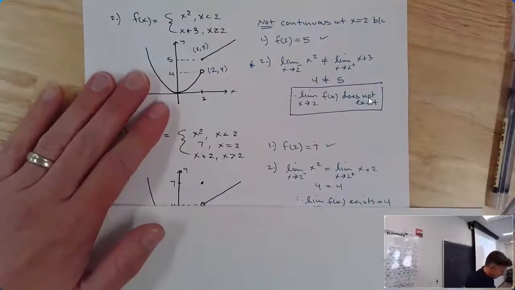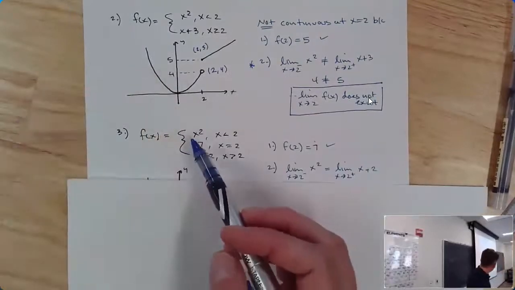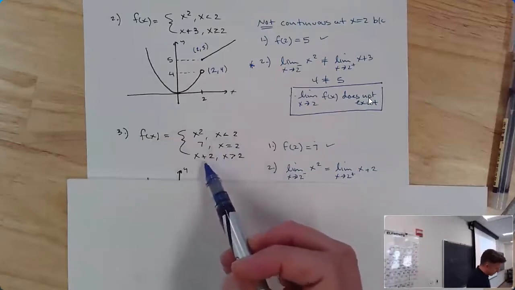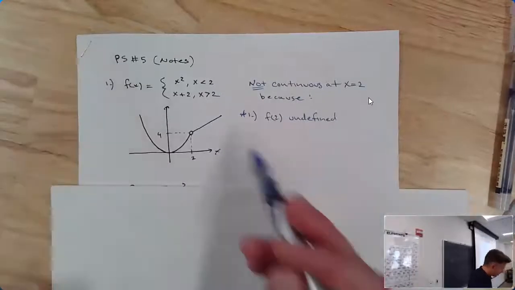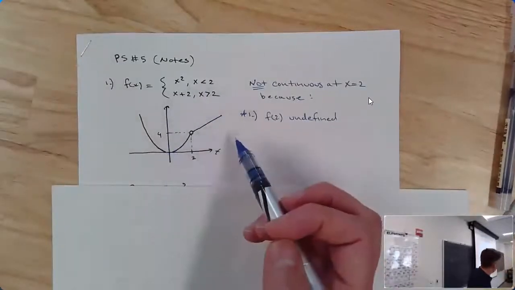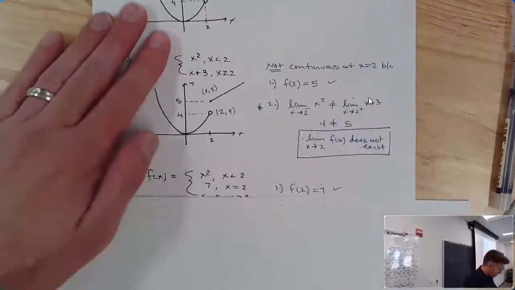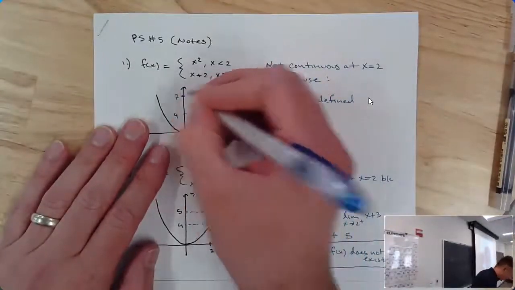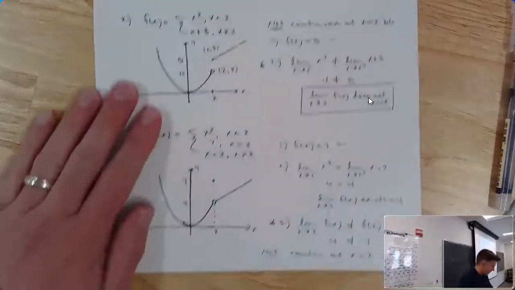So let's look at this example. The function is equal to x squared when x is left of 2. It's equal to x plus 2 when x is to the right of 2. So it's actually the same function as the original function we started with, except we're also now going to define the function to be equal to 7 when x is equal to 2. So it looks like that.